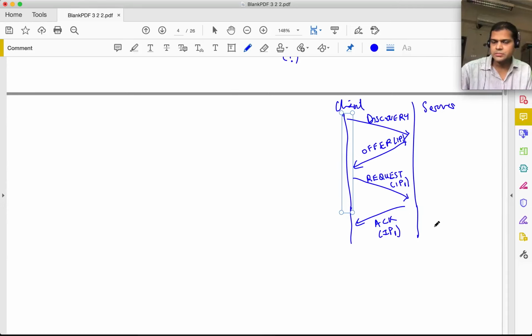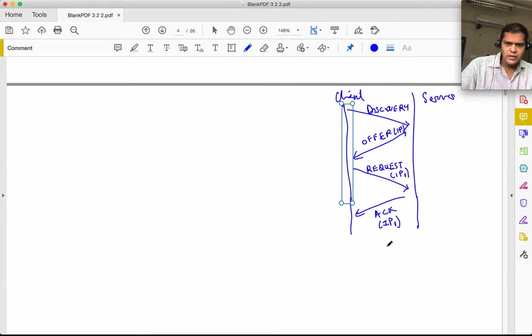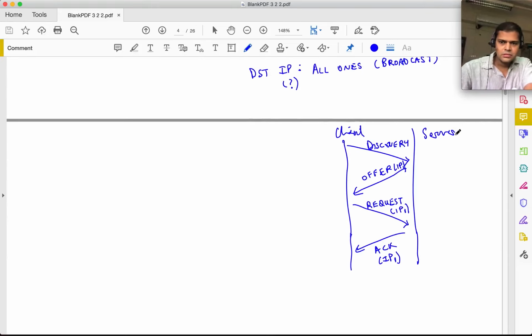And then the server is going to note that this IP address is being used, and it will not allocate it to somebody else. So you might ask, why do we do it this way? Why do we have two rounds? Why don't you just have discovery and then the offered IP? There's more than one reason.